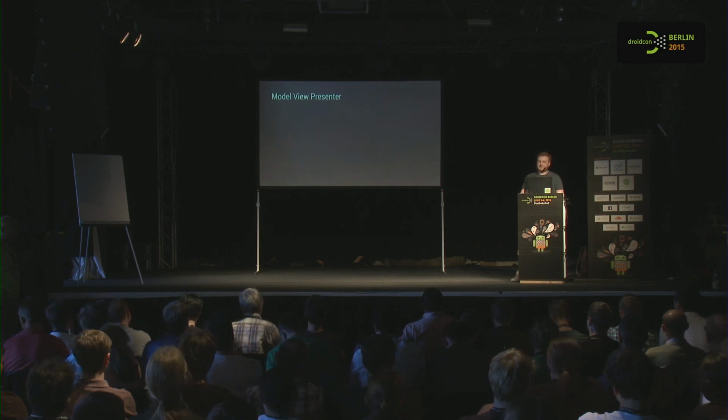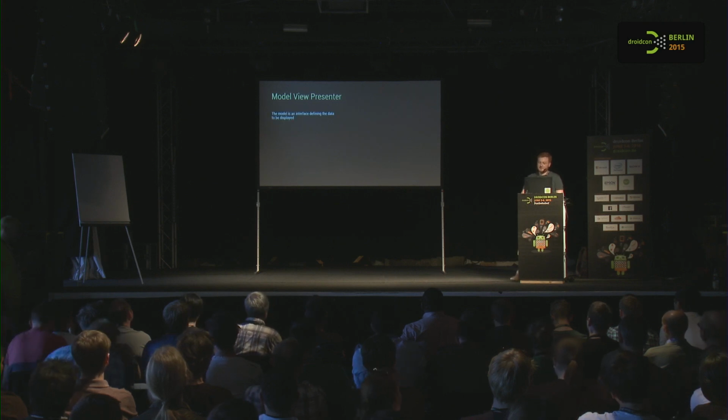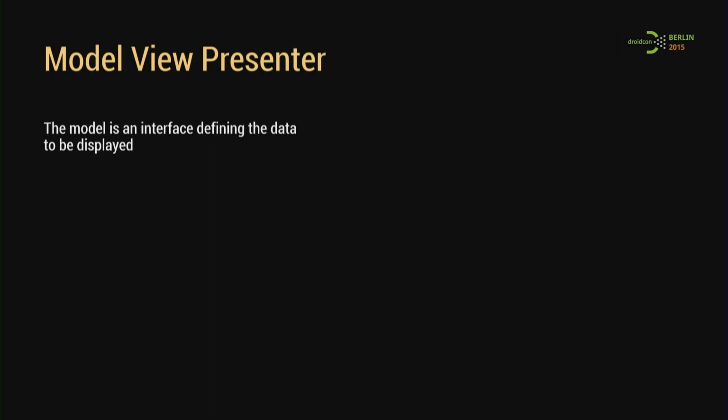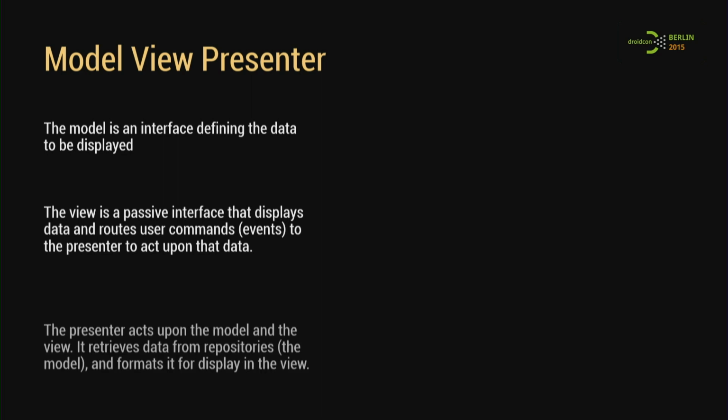So first I will talk a little bit about Model View Presenter. In Model View Presenter we can distinguish three components: model, presenter, and view. The model is the interface which is defining the data to be displayed. The view is only the passive view, so it shouldn't have any logic. It should only send events to presenter or set or display the data. And the whole logic for displaying this view should be in the presenter.